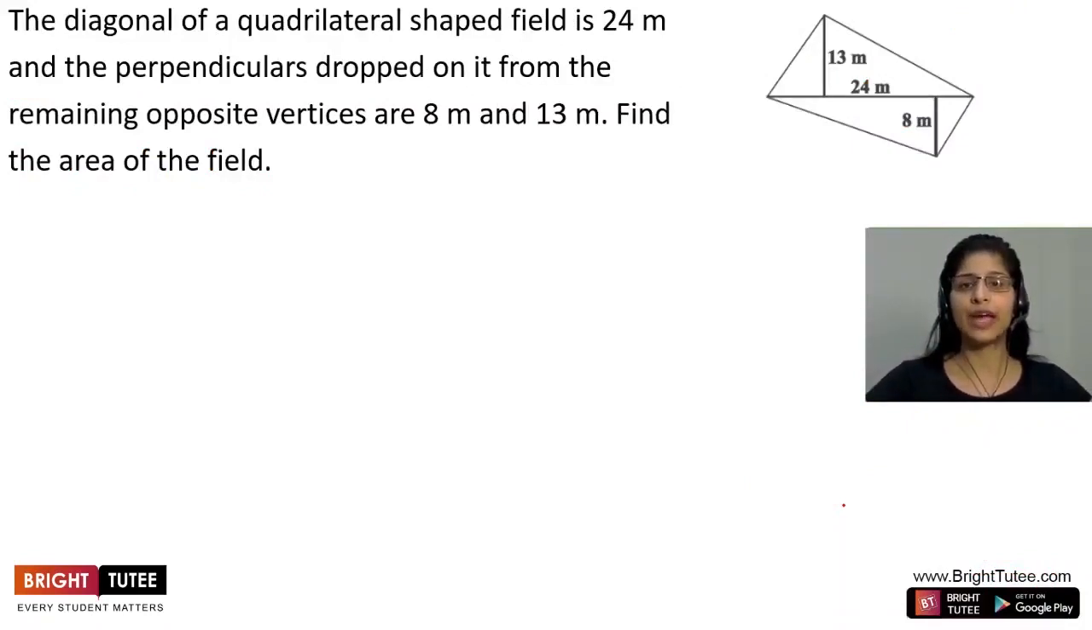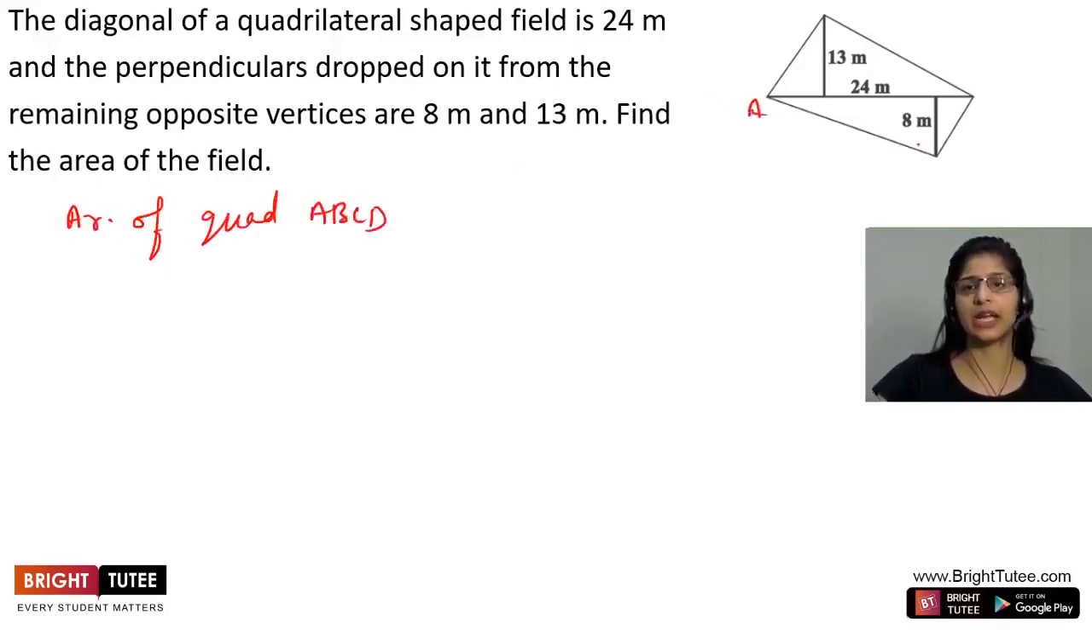Here we have to find, just to see, the diagonal is given, that is 24 meter, of the quadrilateral, and then perpendiculars are dropped on it from the opposite vertices, and the lengths of the perpendiculars are 8 meter and 13 meter. We have to find the area of the field. We know this is a quadrilateral, so we know the area of a quadrilateral. Let us name it A, B, C and D.